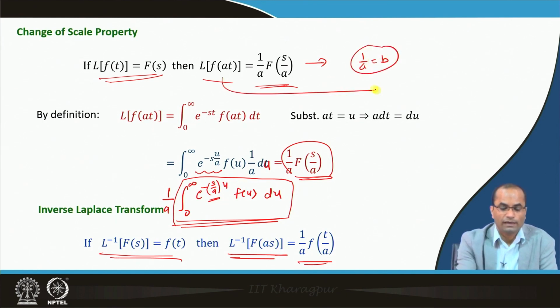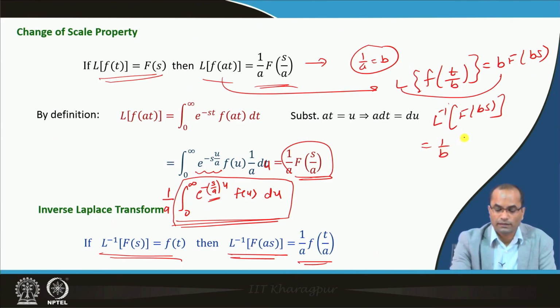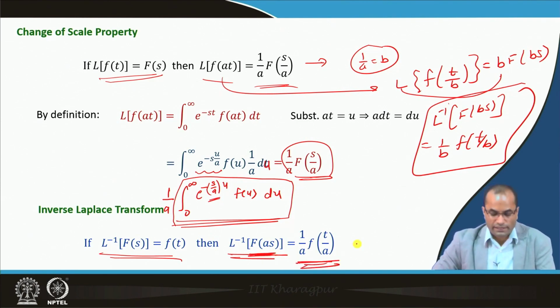So, what will happen now here: the Laplace of f(t over b) will be b times F(bs). Or if we take the other side, the Laplace inverse of F(bs) will be 1 over b times f(t over b). So, we have this property for the inverse, that the Laplace inverse of F(as) is 1 over a f(t over a).